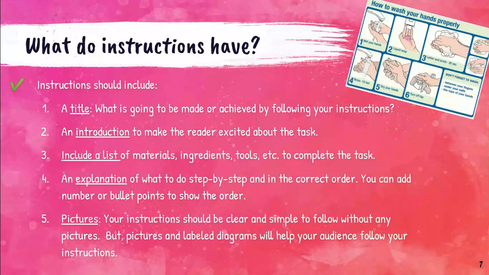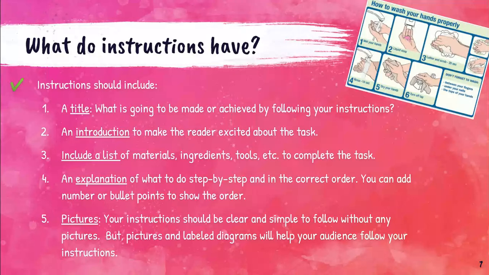Next, you need an introduction to make the reader excited about the task or to help pique their interest. You also need to include a list of materials, ingredients, tools, or whatever you need to complete the task. Now, the list of ingredients is very important, and it goes at the top of the instructions for a reason, and that's because before I set out to make something, I need to know that I have all the materials already.